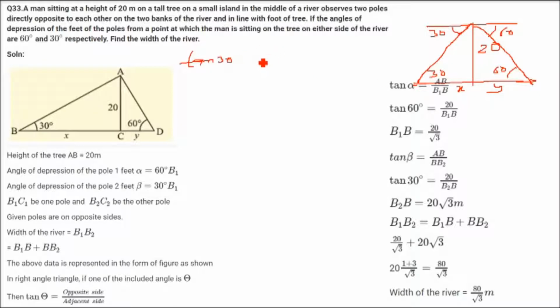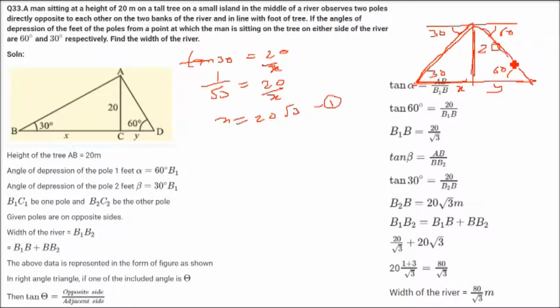Tan 30 will be perpendicular by base. So I am taking this triangle. So tan 30 will be 20 by x. Tan 30 is 1 by root 3. We get 20 by x. So x is 20 root 3. This is our first equation.